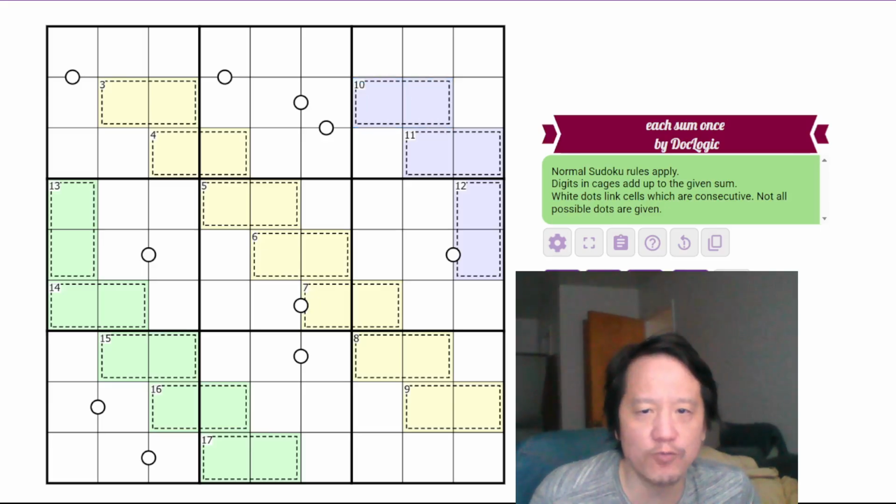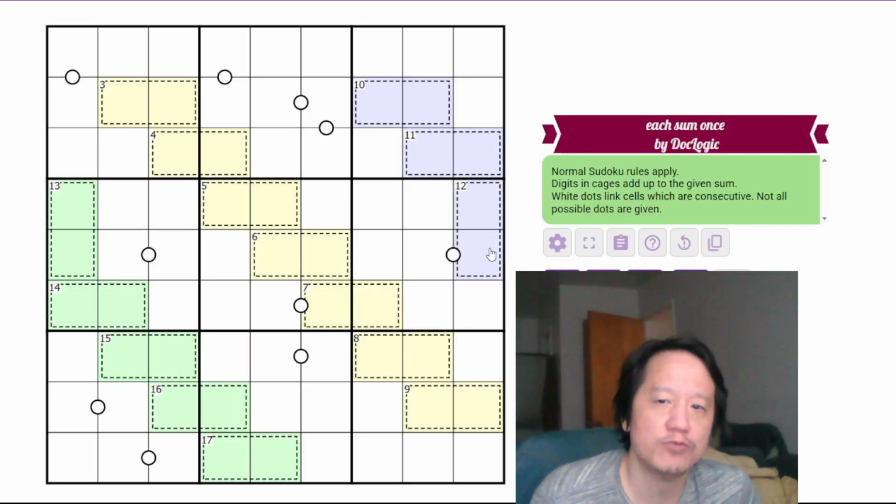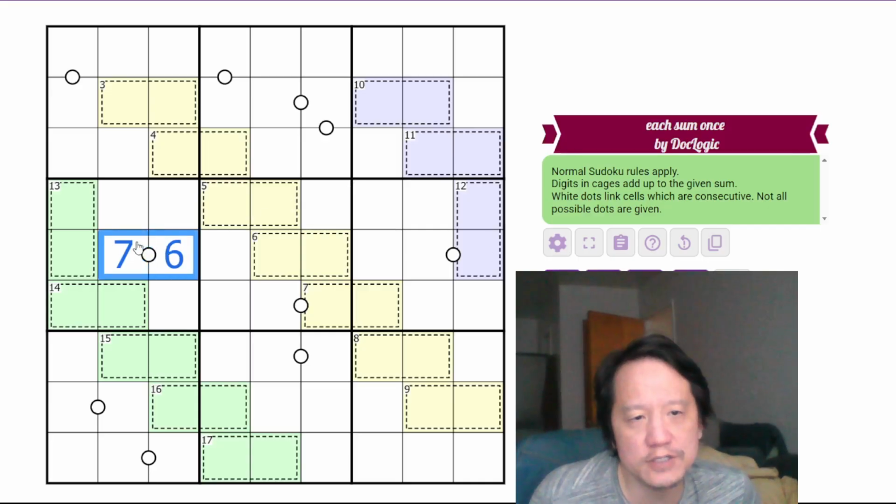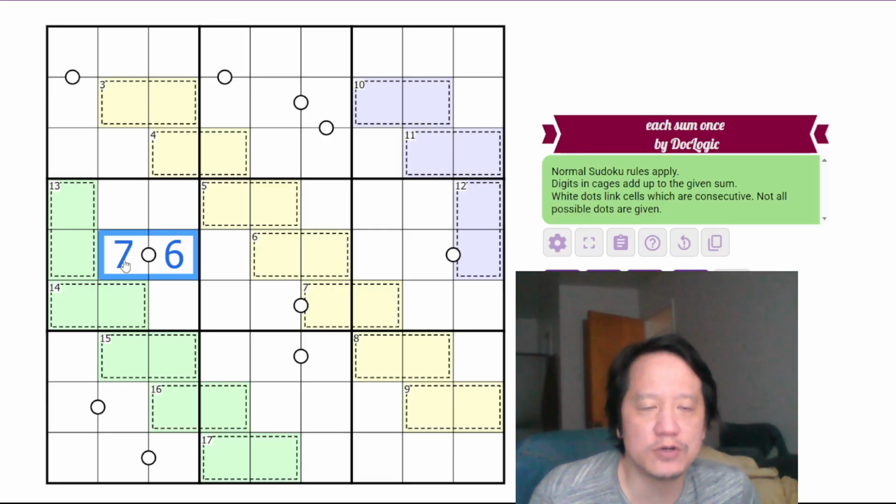We also have white dots. White dots link cells which are consecutive, and not all possible dots are given. So, for example, if this were, say, a 6 here, then this would have to be 5 or 7 to make sure that these digits are consecutive because there's a white dot between them. And those are all the rules.